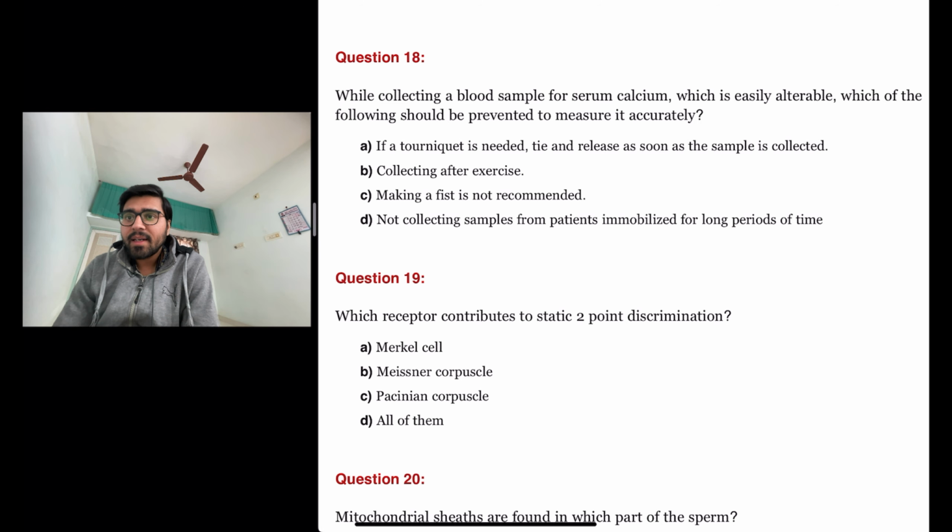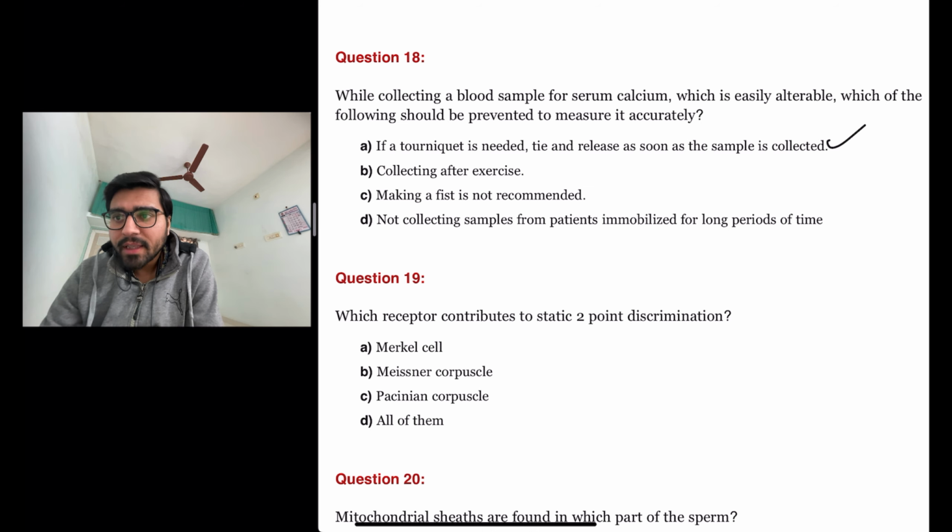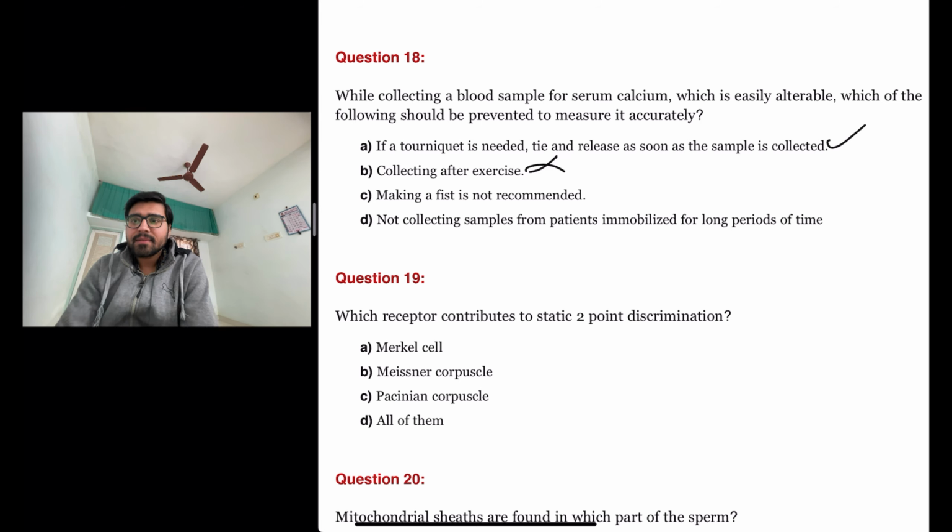The next question is, while collecting a blood sample for serum calcium, which is easily alterable, which of the following should be prevented to measure it accurately? If a tourniquet is needed, tie and release as soon as the sample is collected. This one is absolutely true. So that is a prevention measure. The next option is collecting after exercise. Collecting after exercise is not recommended. This one is wrong because collection after exercise generally alters the accuracy of the calcium level measurement. Making fist is not recommended. Yes, making fist is actually not recommended for accurate measurement of serum calcium.